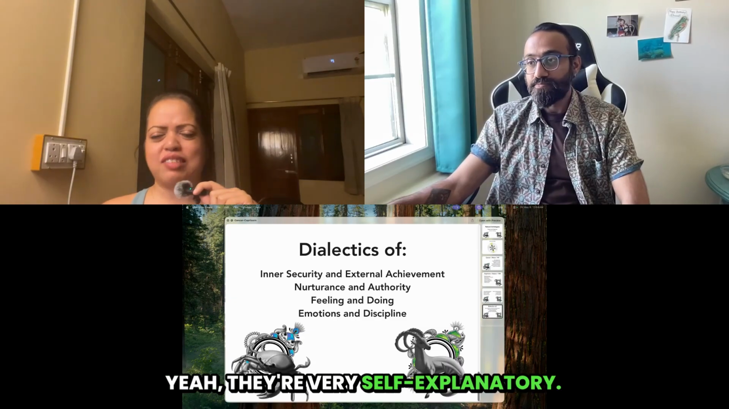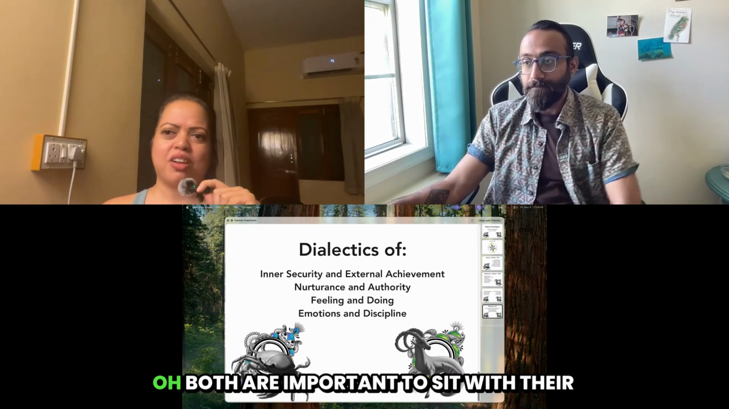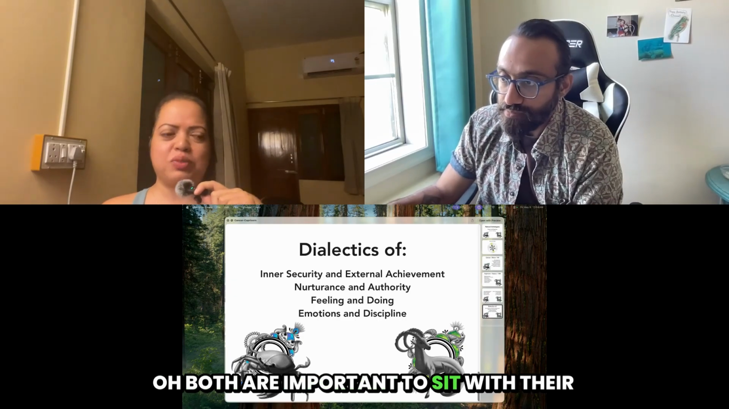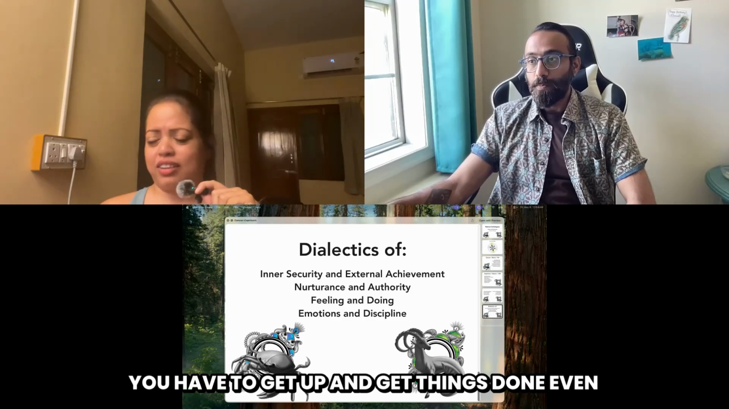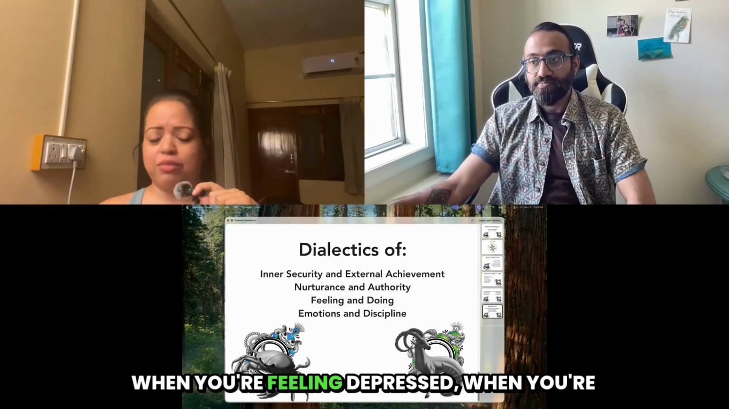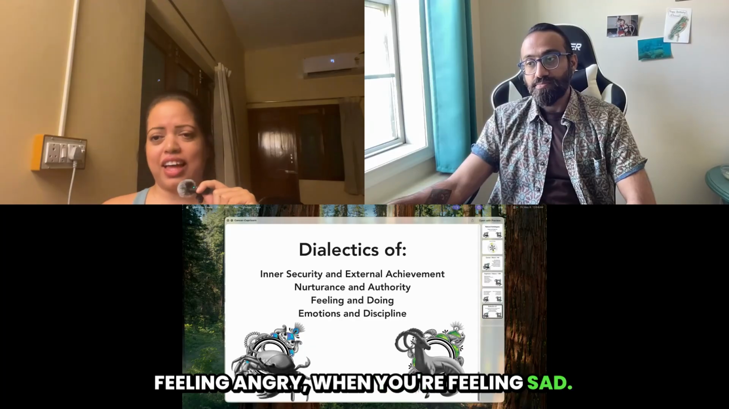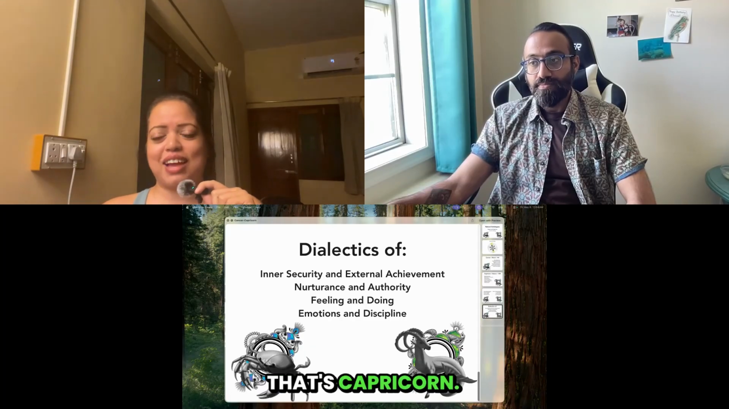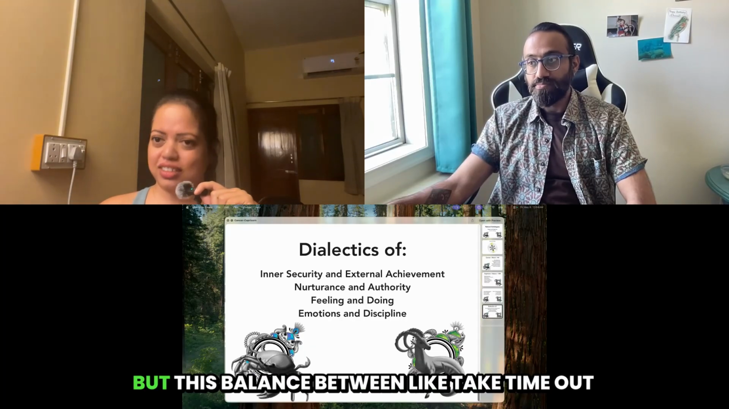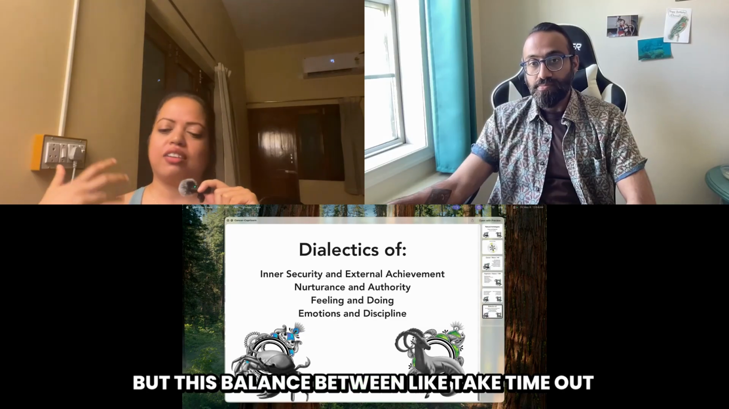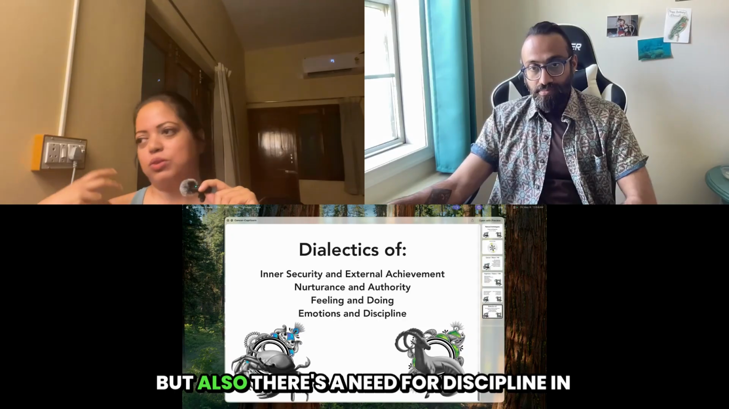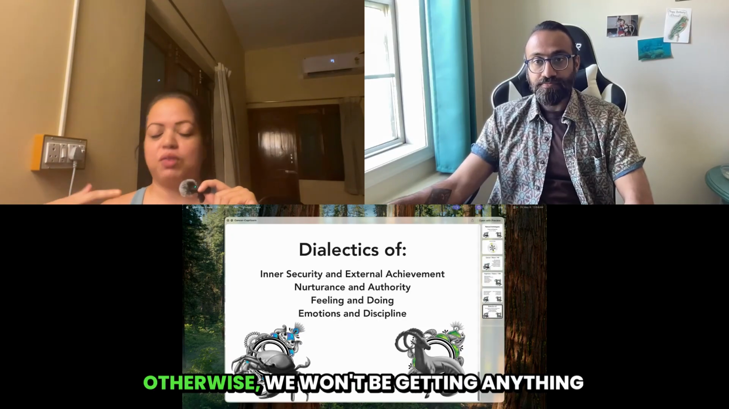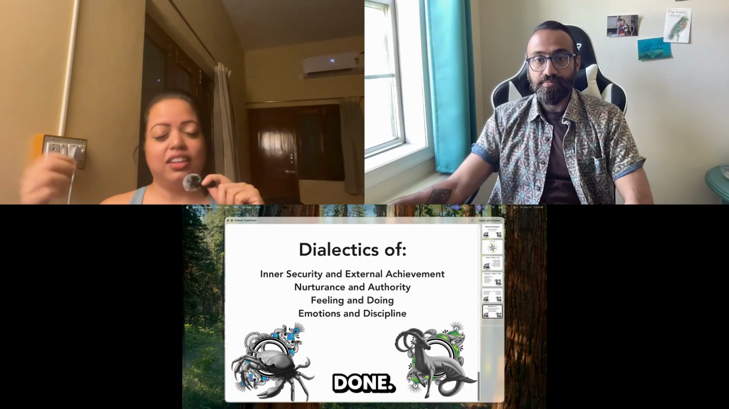Yeah, they're very self-explanatory. Both are important: to sit with our feelings and also to get shit done. You have to get up and get things done, even when you're feeling depressed, angry, or sad, and that's just reality. That's Capricorn. But this balance between taking time out to feel your emotions, and also the need for discipline in life. Otherwise, we won't be getting anything done.